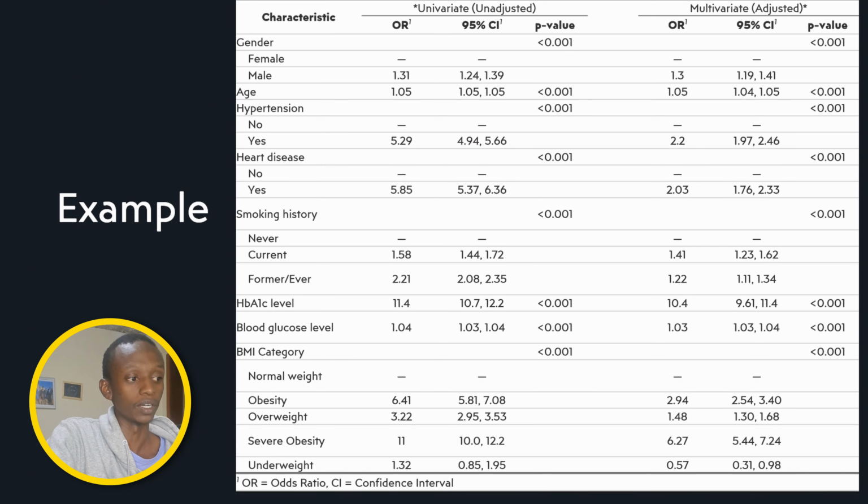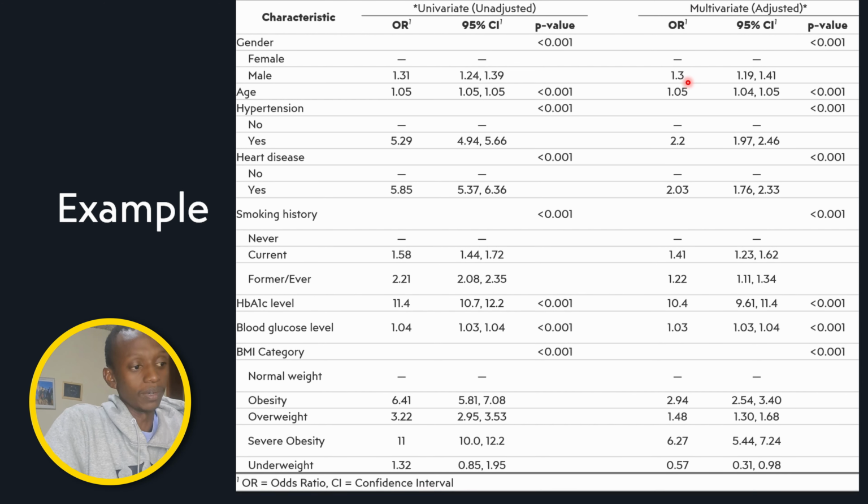So this example is what we covered in a previous video. The event of interest was whether a patient has diabetes, yes or no, based on several characteristics or predictors such as gender, age, smoking history, and so forth. We are just going to explain the multivariate section of this table, and we'll start with the one for gender. And what it shows us here is an odds ratio of 1.3 for male.